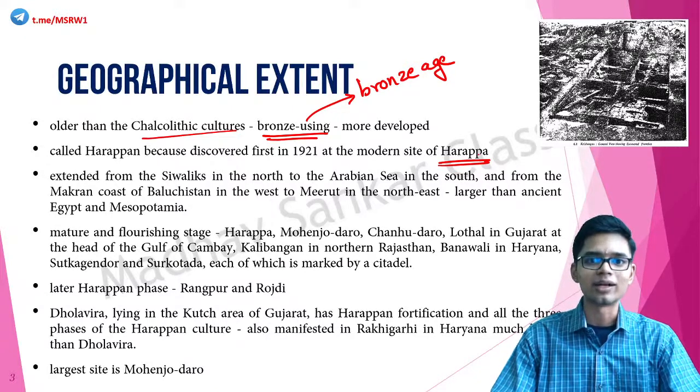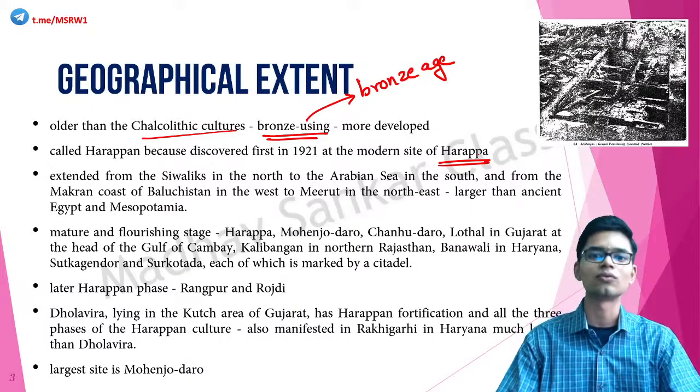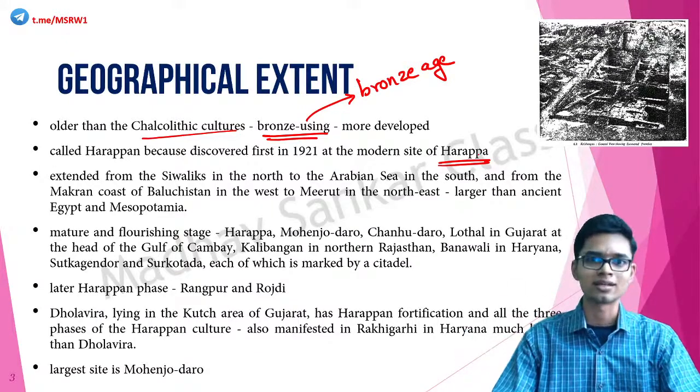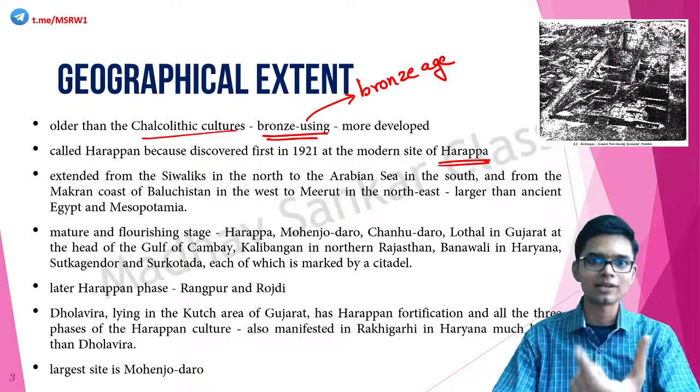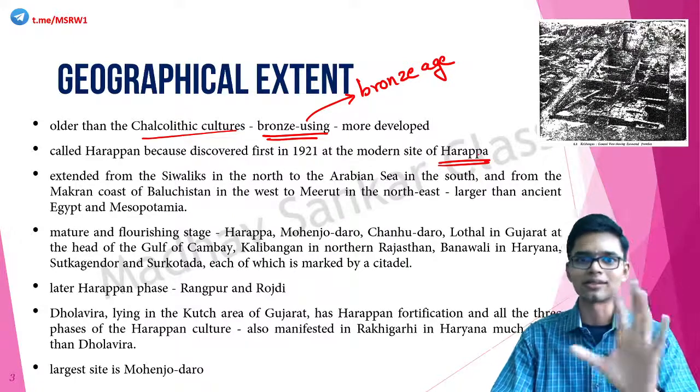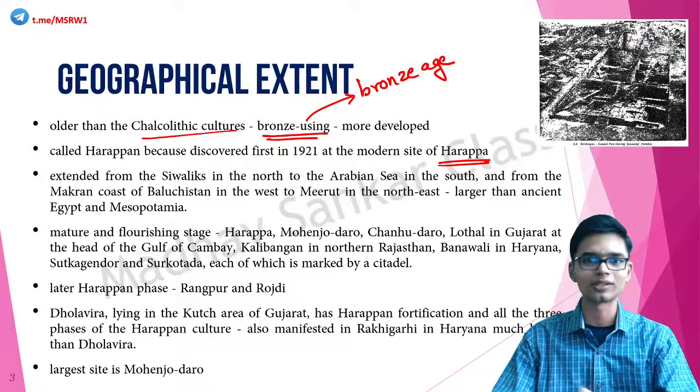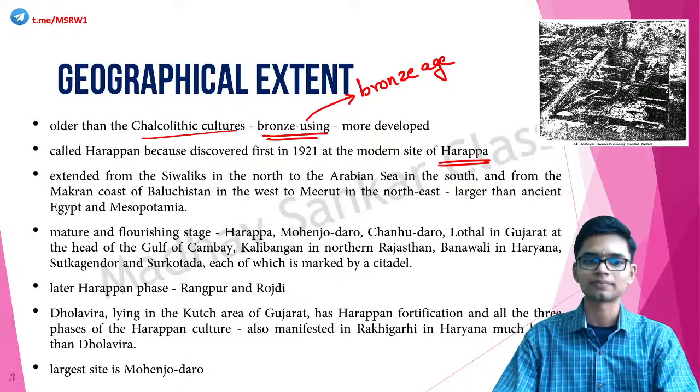Okay, in 1921, Dayaram Sahni, the historian or archaeologist, actually discovered this particular site. So Harappa became the type site for this civilization, and that is why it is known as Harappan civilization. There is no other logic for that.